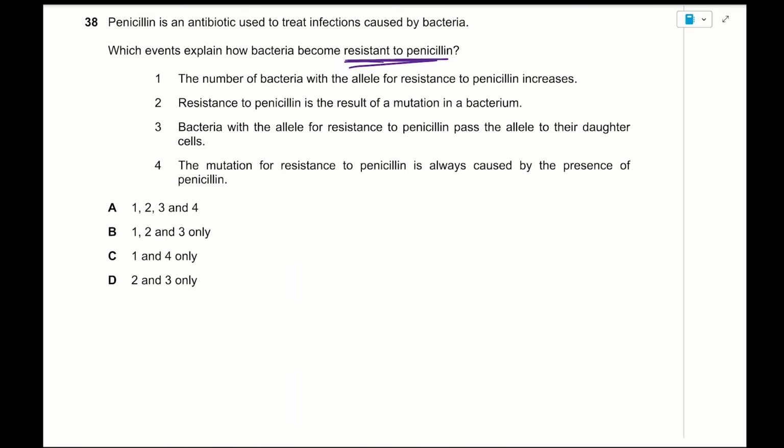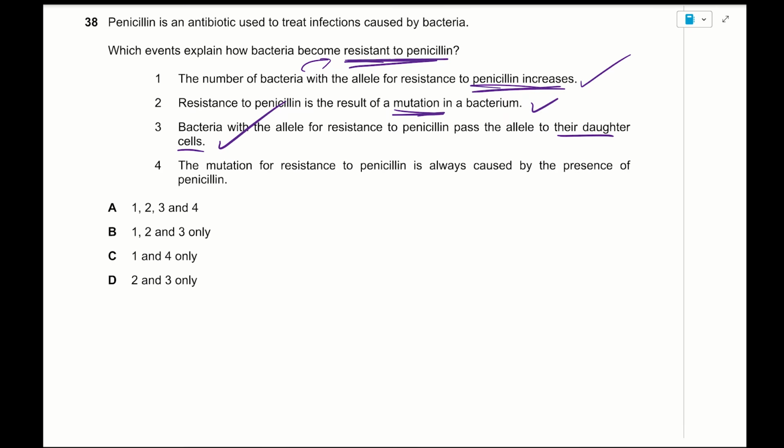1. The number of bacteria with the allele for the resistance to penicillin increases. This is correct. There are the resistant genes in the bacteria which give it resistance to penicillin. 2. Resistance to penicillin is the result of a mutation. Yes. Any resistance is a cause of gene mutations which occur naturally in the environment. 3. Bacteria with the allele for their resistance to penicillin pass the allele to their daughter cells. This is definitely correct.